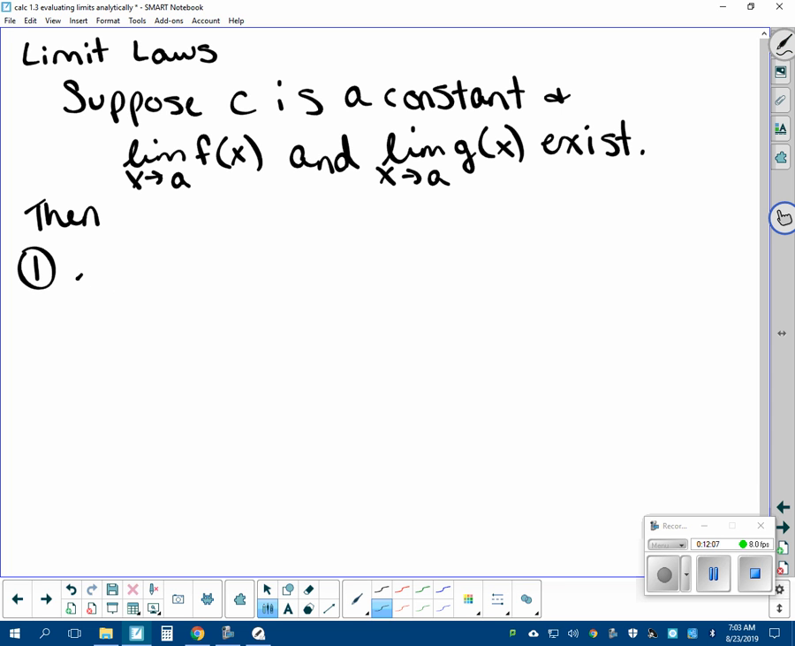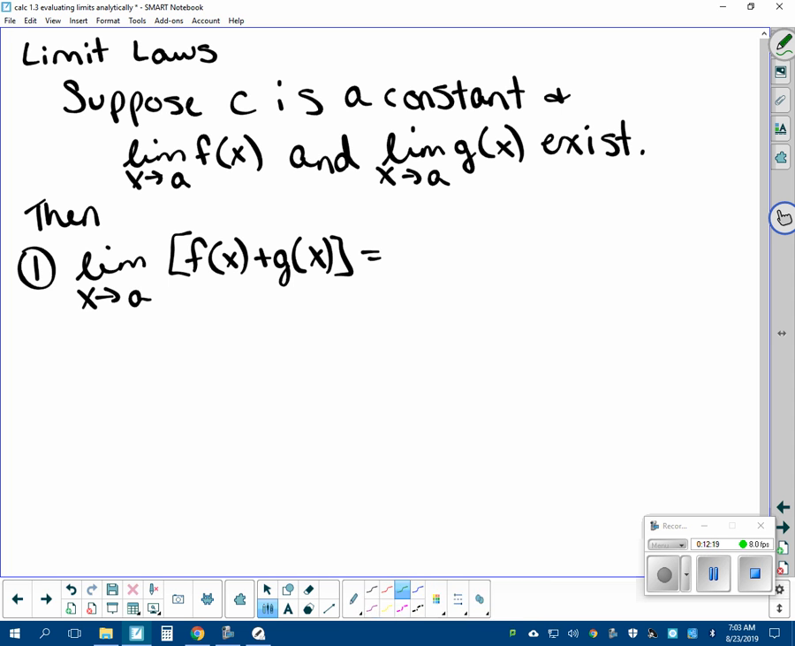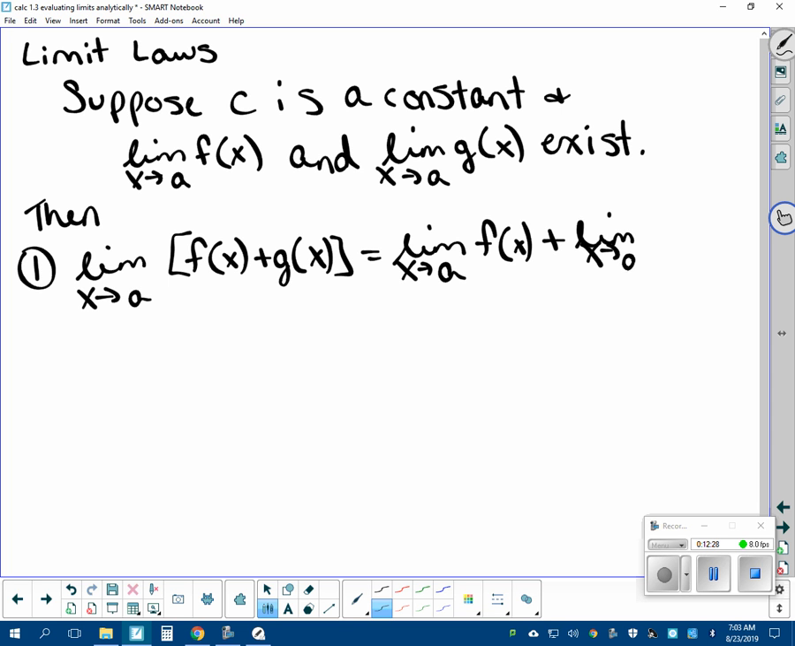Number one, the limit as x approaches a of f of x plus g of x is the exact same thing as the limit as x approaches a of f of x plus the limit as x approaches a of g of x. So you don't actually have to add the functions first. You can take the individual limits and just add the limits.